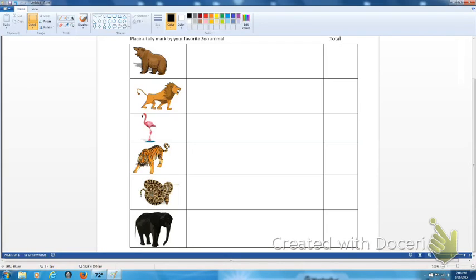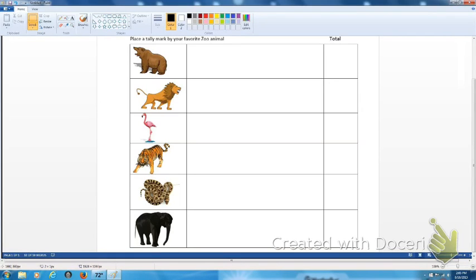Here we see a question that was asked to first graders. The question was, what is your favorite zoo animal? As you can recall, we can use tally marks to quickly and visually track counting. So when asked the question, students responded by placing a tally mark next to their favorite animal.